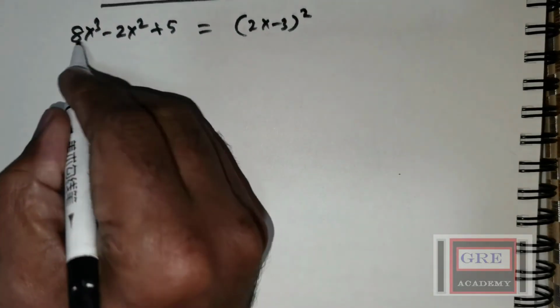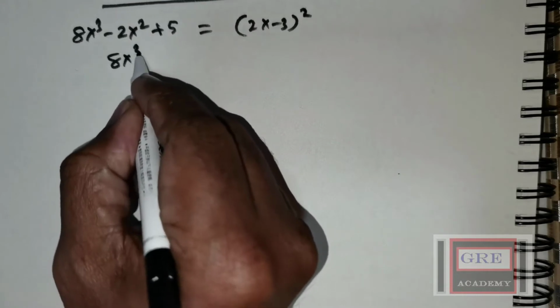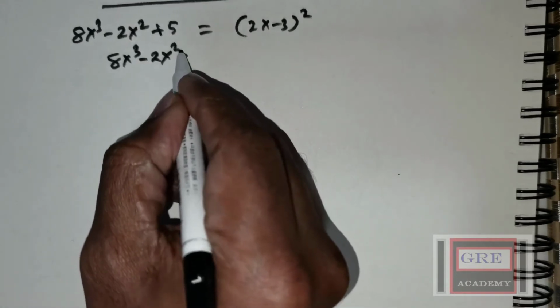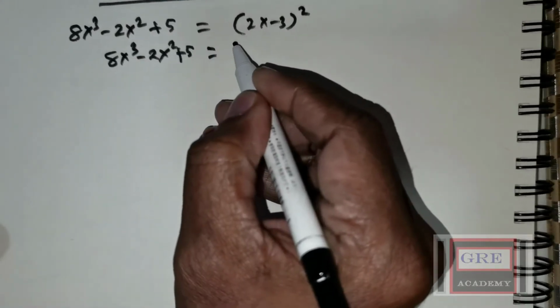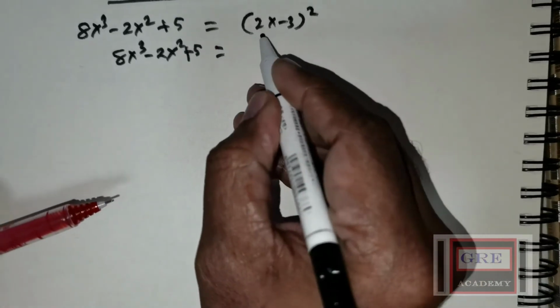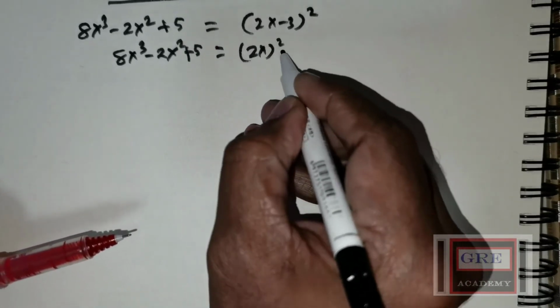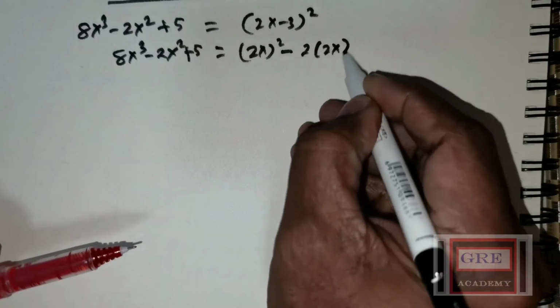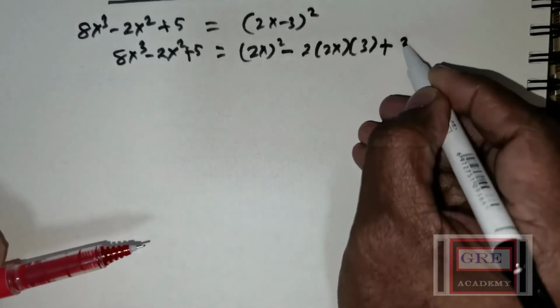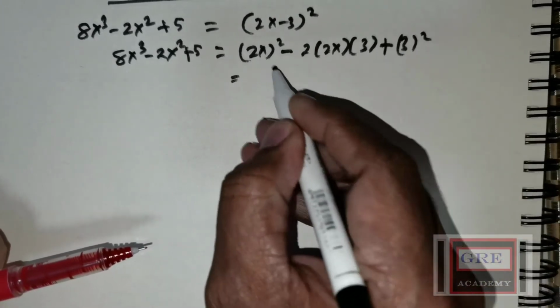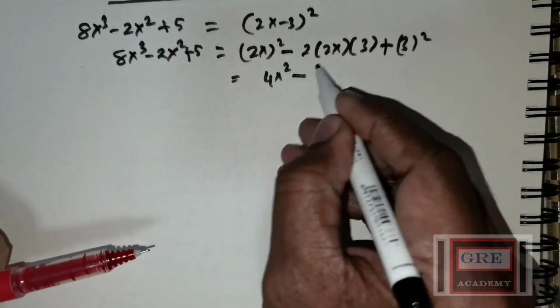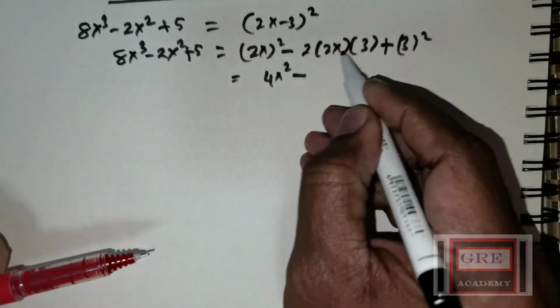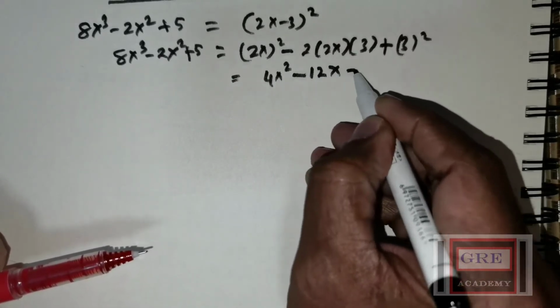So what we need to do is expand this. We get 8x³ − 2x² + 5. On the right side, this is going to be (2x)² − 2 times 2x times 3 + 3². This is going to be 4x², 2 times 2x is 4x, 4 times 3 is 12x, + 9.